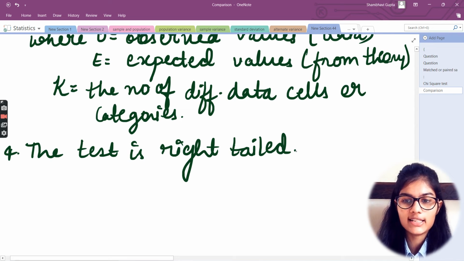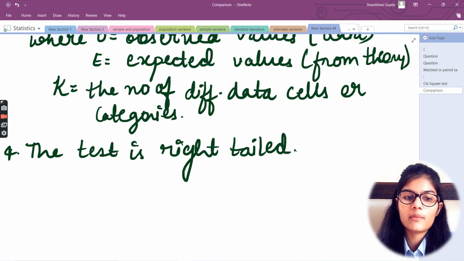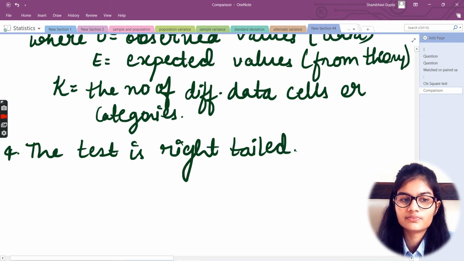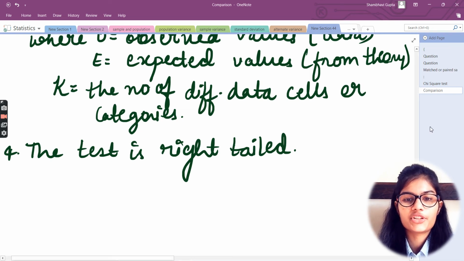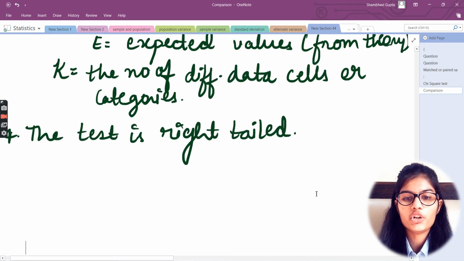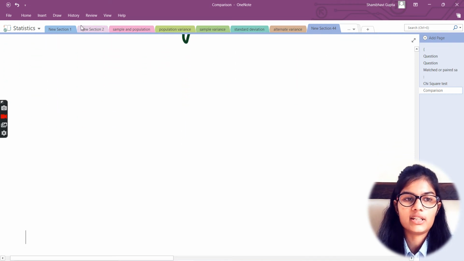The test is right tailed, right? So yeah, these are some rules, a quick recap regarding the goodness of fit hypothesis test. I hope I am very clear with this. Next, I'll be moving forward with the test of independence.